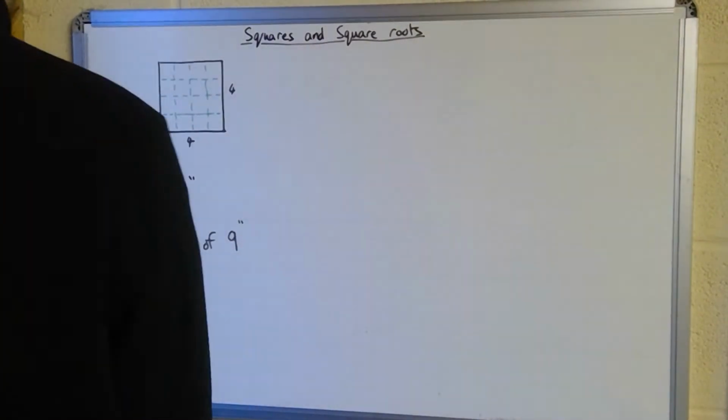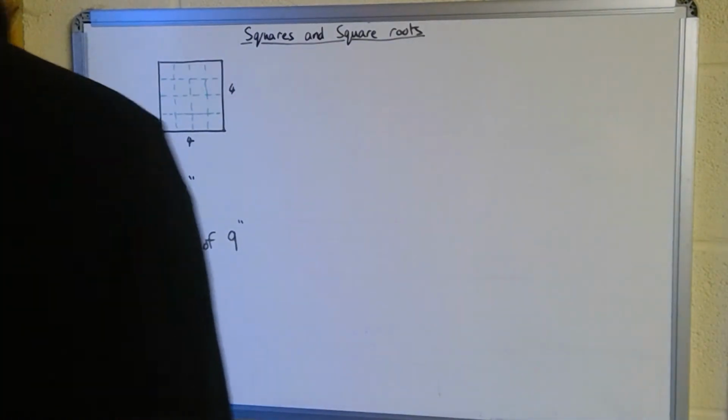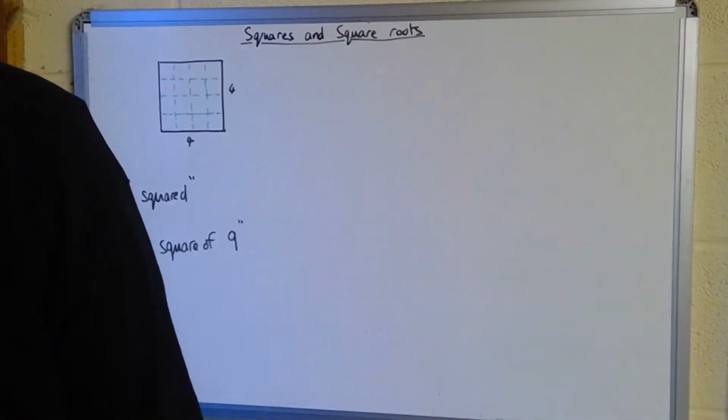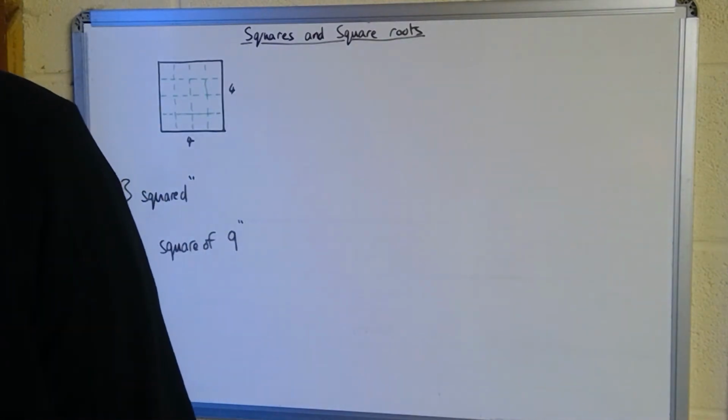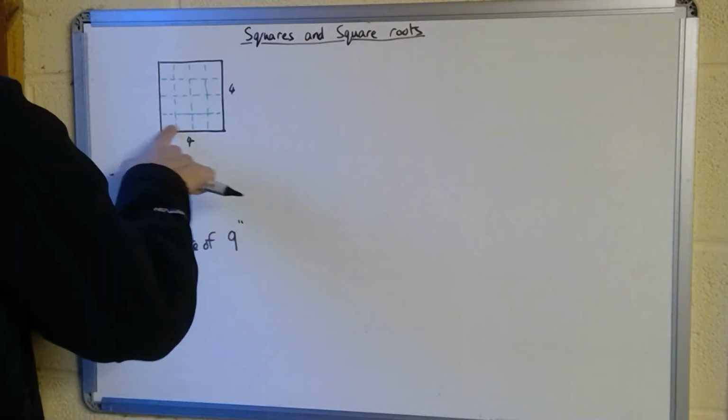Okay, today we're going to look at squares and square roots. We sometimes call them square numbers, or sometimes it gets abbreviated to just squares. Squaring means multiplying by itself. And the reason it's called square is it comes from a square.